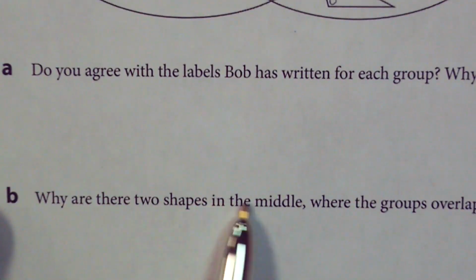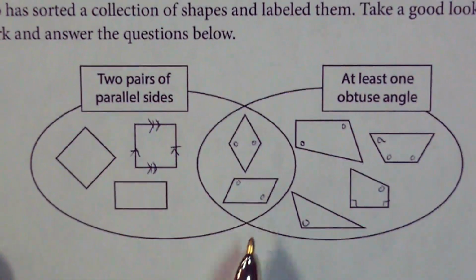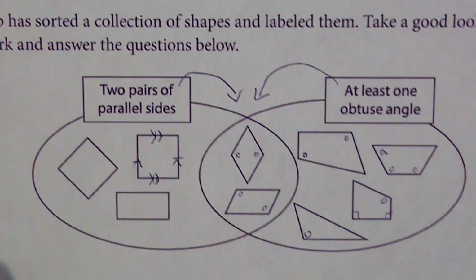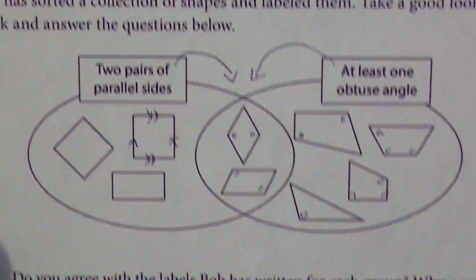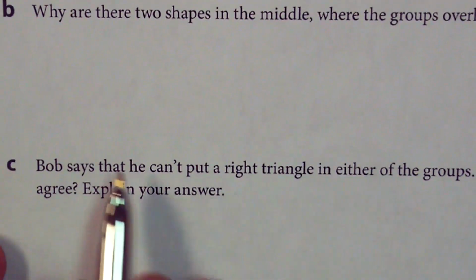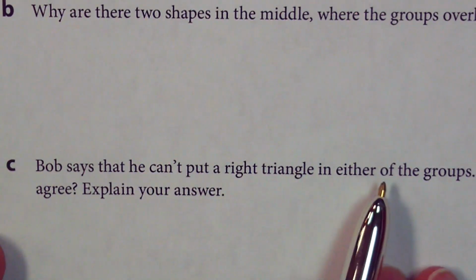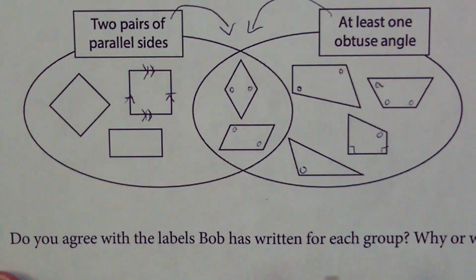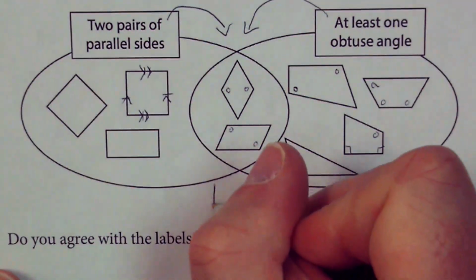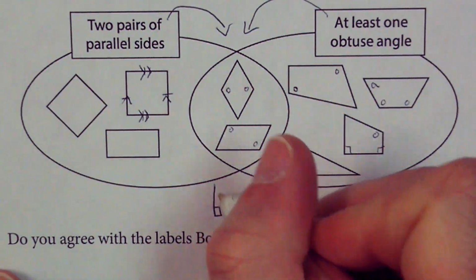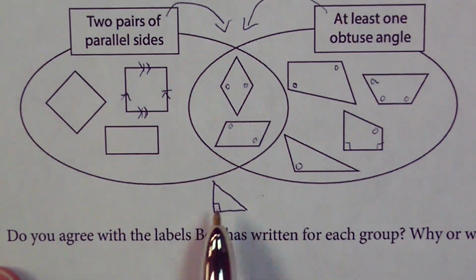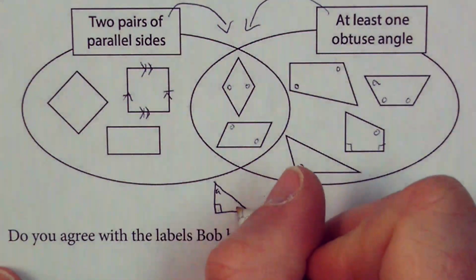Why are there 2 shapes in the middle where the groups overlap? Well, because these 2 shapes are both. Bob says he can't put a right triangle in either of the groups. Do you agree or disagree? So a right triangle would have a 90-degree angle, an acute angle, and an acute angle.